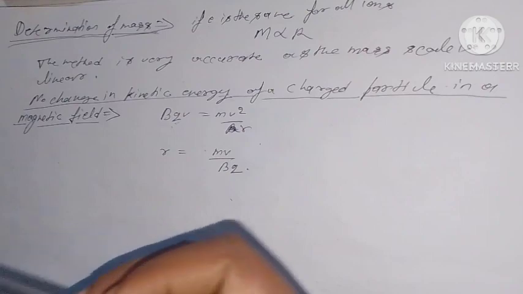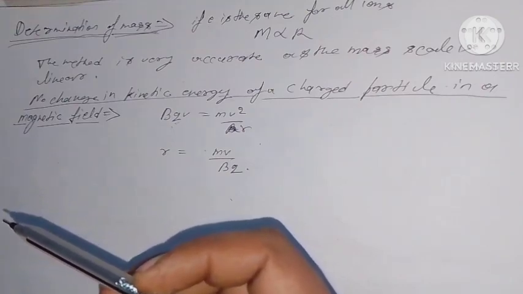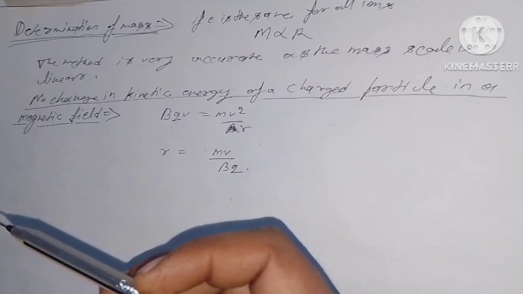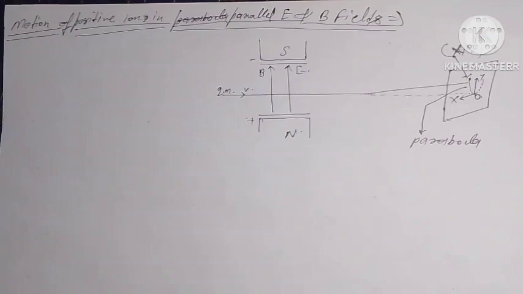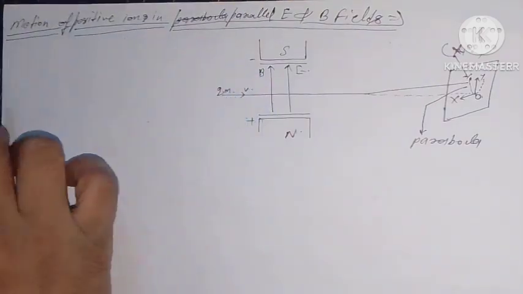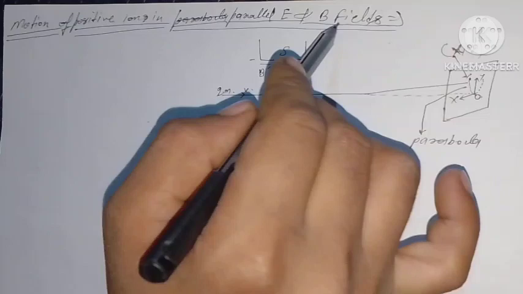Okay. And the next heading is the motion of positive ions in parallel electric and magnetic fields. Motion of positive ions in parallel electric field and magnetic field.